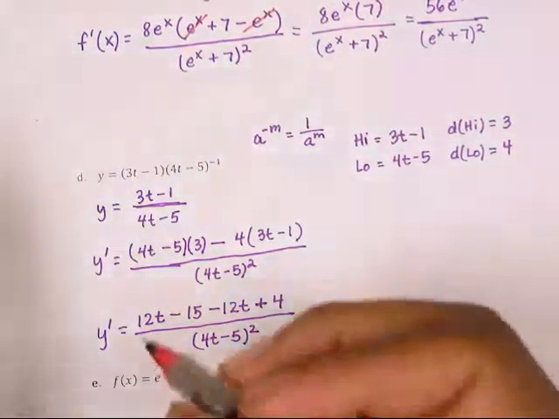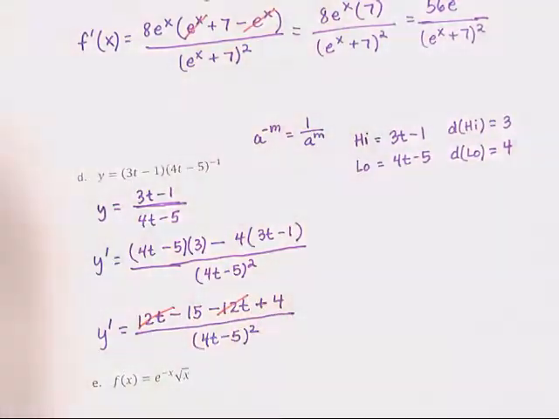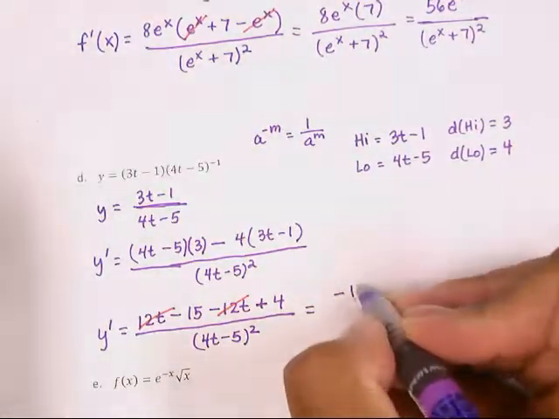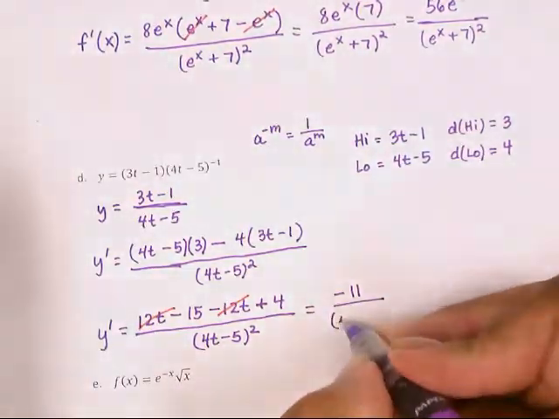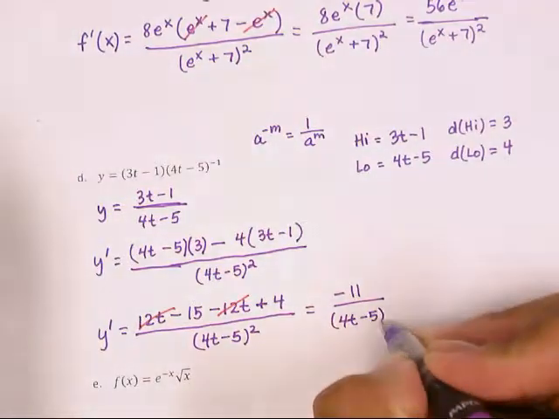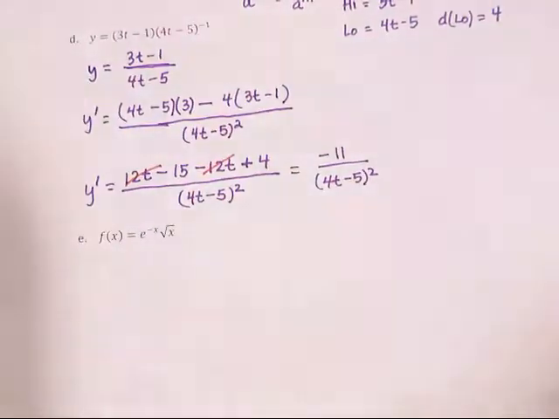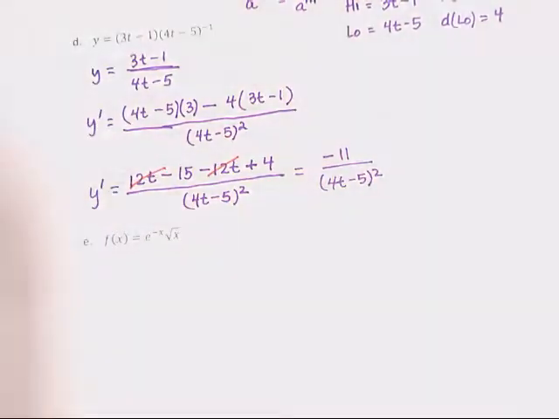Now if I simplify the numerator, the 12t's are gone. And then you've got negative 15 plus 4, which will be negative 11. So you'll end up with negative 11 over 4t minus 5 quantity squared. Okay, so that's going to be the derivative of that particular function using the quotient rule.